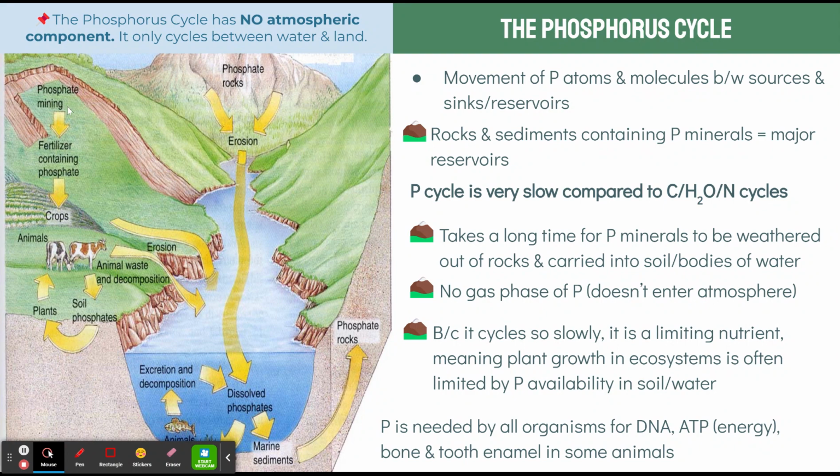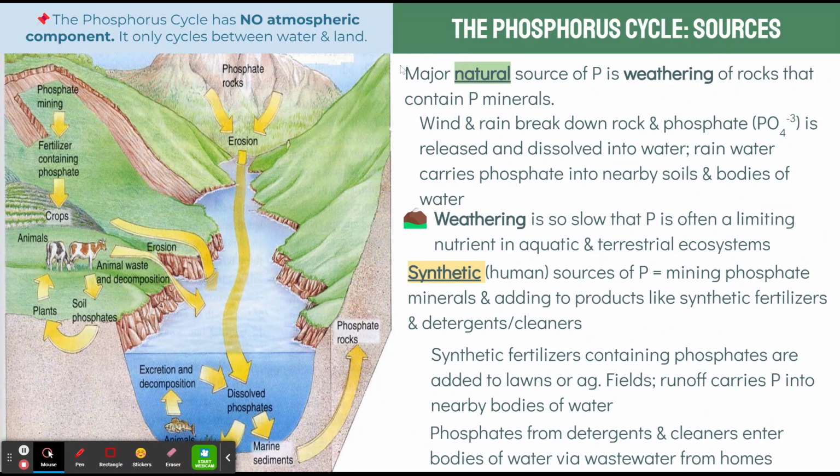So yes, phosphorus is going to be very slow in comparison to carbon and nitrogen. And the main natural source is going to be erosion. Wind and rain break down rock and phosphates, and that's released and dissolved into water. This is a very slow process. We should be a little bit familiar with weathering and erosion from our last unit. Weathering is very slow. It can take hundreds to thousands to millions of years. So because of that, phosphorus is a limiting nutrient.